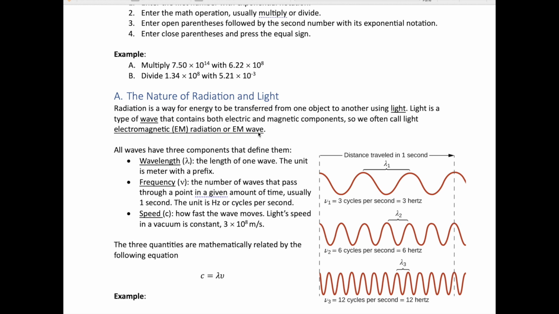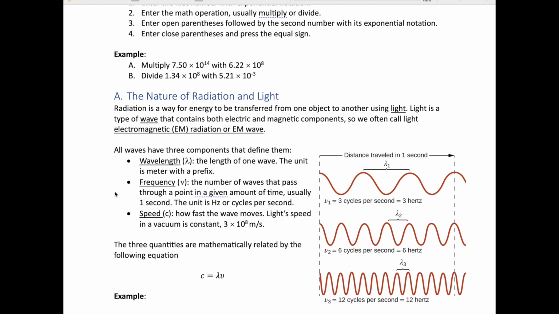Now we can discuss the chemistry concept in this chapter, and that starts with the discussion of light, because we're going to get into solar radiation. Radiation is just a way to transfer energy from one object to another, and in this method of energy transfer, we're using light as the medium where that energy is being transferred. So if the sun is trying to transfer energy to Earth, it goes through these different light waves. Now, we need to understand that light is modeled as a wave, and it contains both electric and magnetic components, and that's the reason why we call it the electromagnetic or EM radiation.